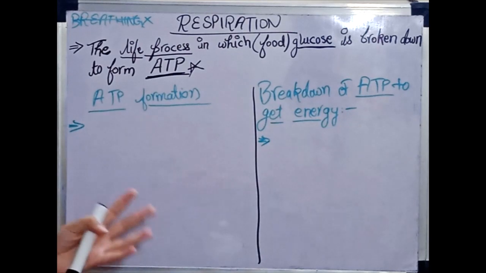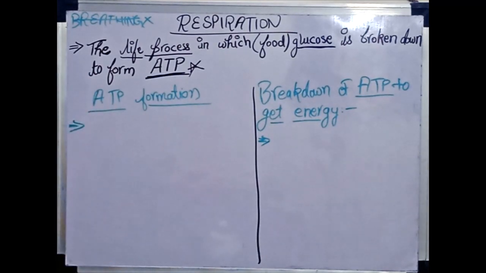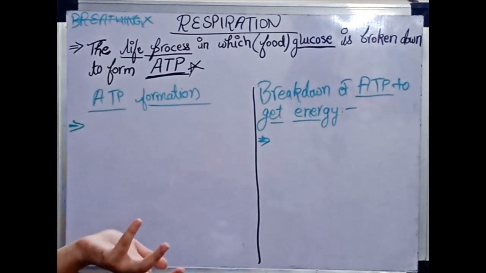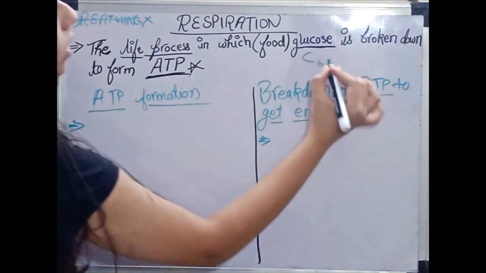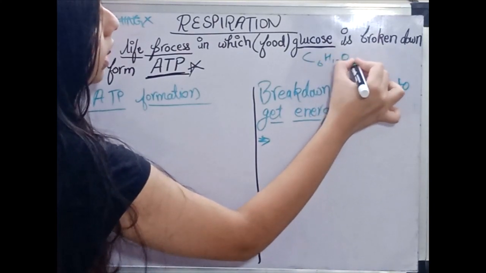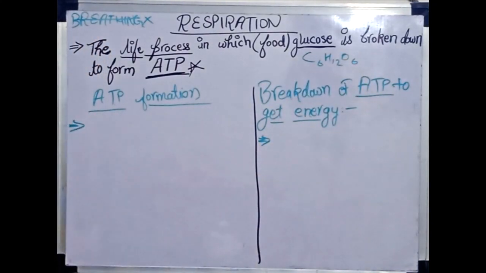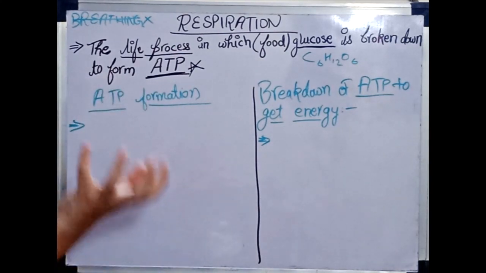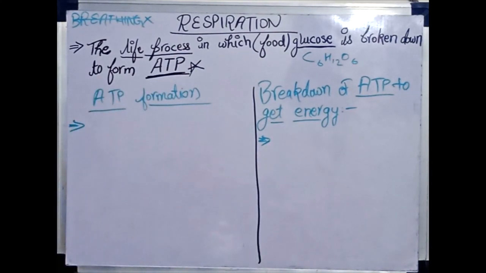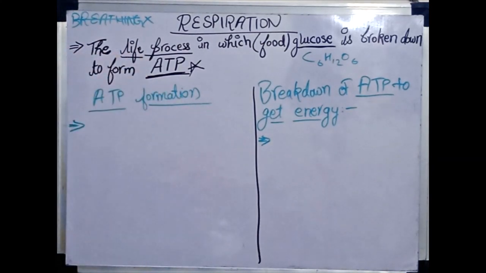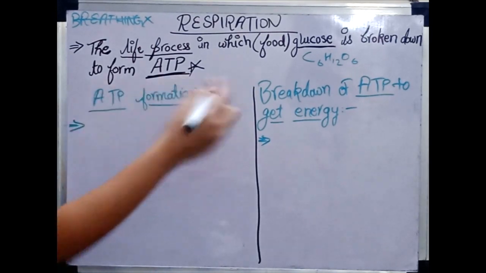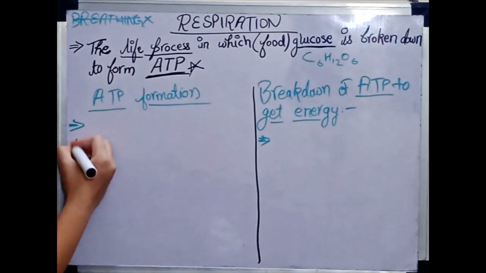Respiration basically is a life process in which your food, in the sense glucose, right? Let me just write glucose, formula C6H12O6, in which glucose is broken down to form ATP. Like we have food and we break it down so that we can get ATP. Now what ATP is, let us first talk about it.